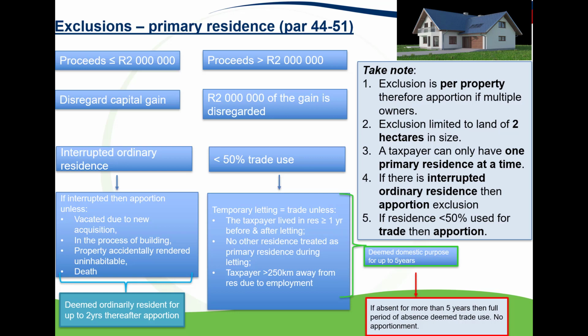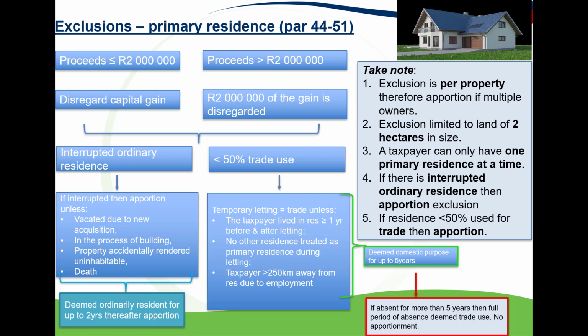So if a taxpayer has, for example, vacated the house because they are in the process of selling it, they will be deemed to have been ordinarily resident in the property for at least 2 years. So if the house is on the market for more than 2 years, then they need to make an apportionment. If it's for less, then there's no apportionment necessary. Right.